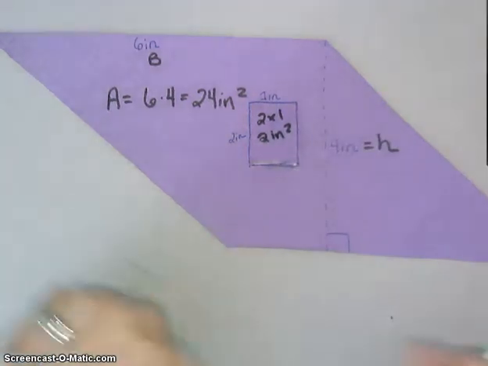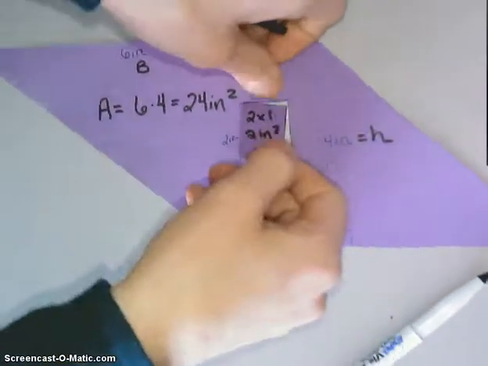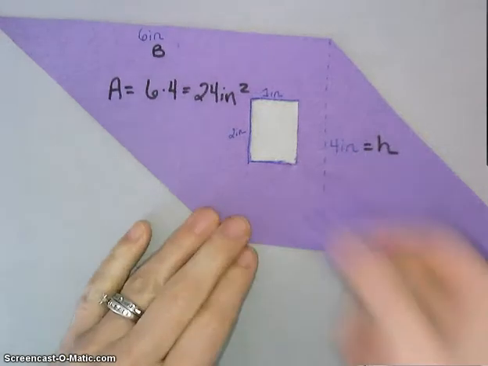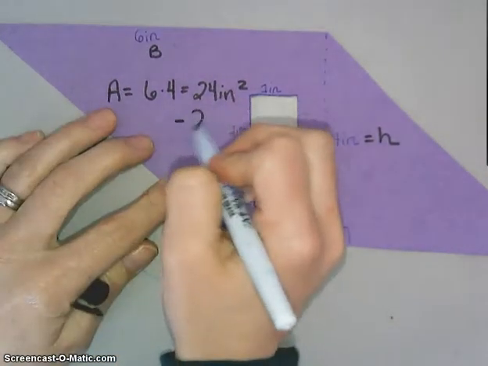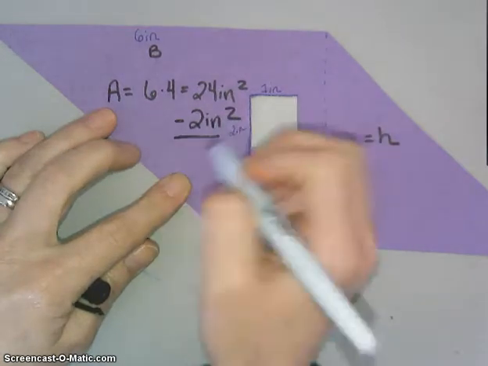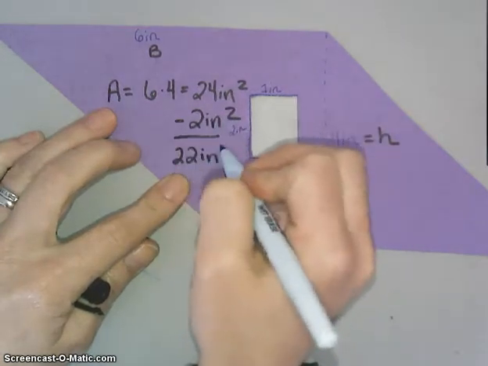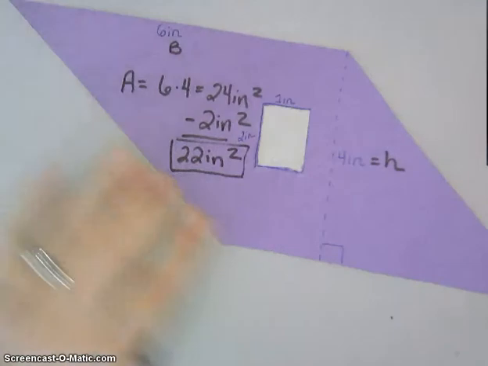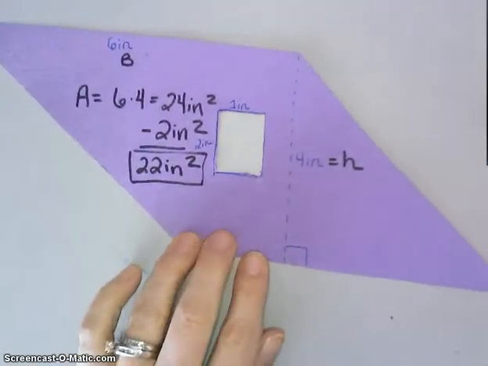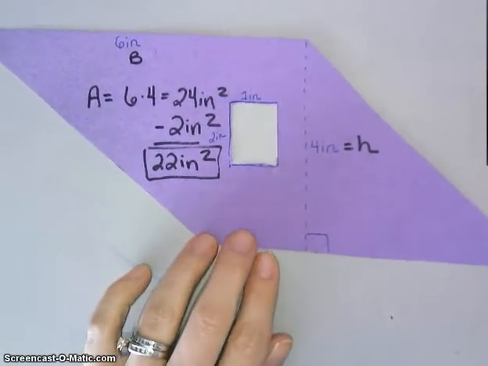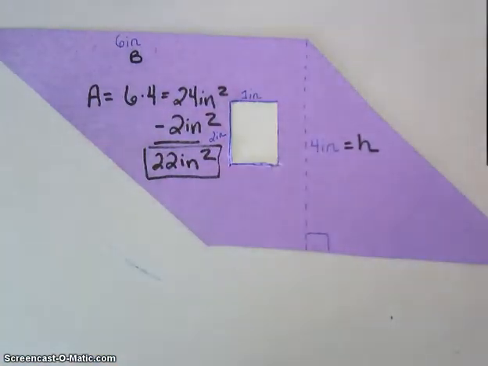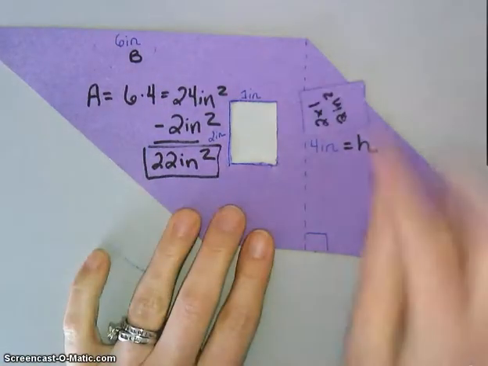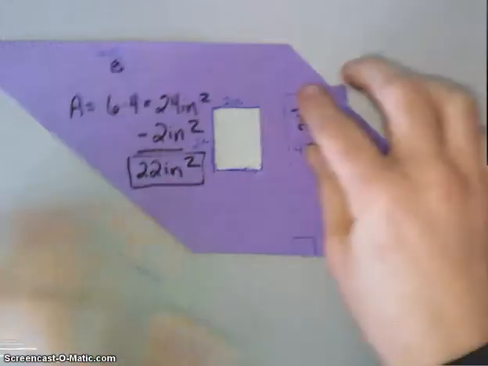So if I completely take it out, and I'm just going to tear it out right now, it's gone. I subtracted 2 square inches, so I have minus 2 inches squared. Now all I have left is 22 inches squared. That is all of the purple that you see, 22 square inches. So I do the whole, and then I subtract out what I no longer want, which was this little rectangle. Okay, so let's move on to one more example like this.